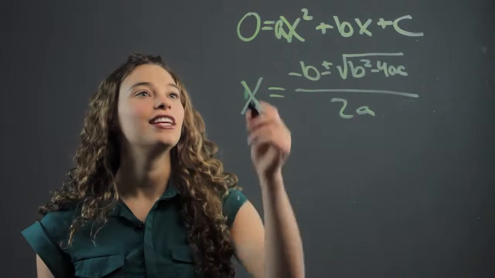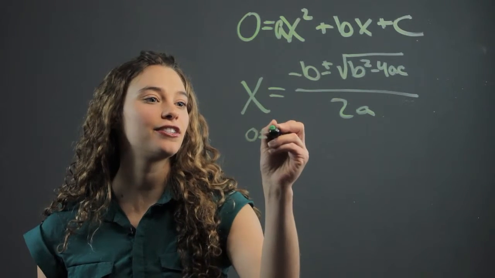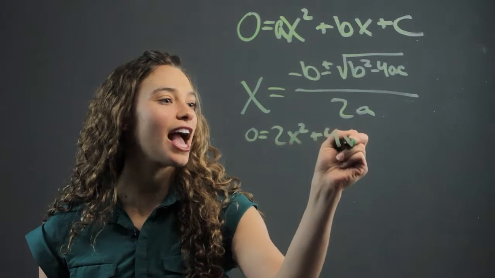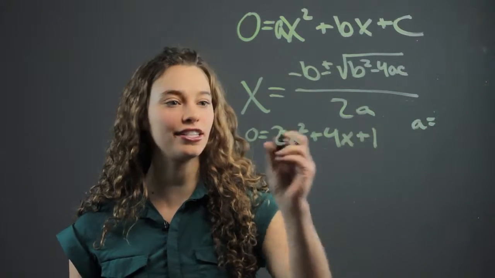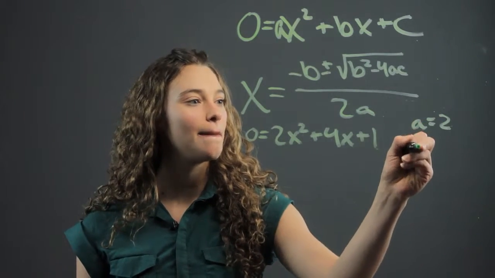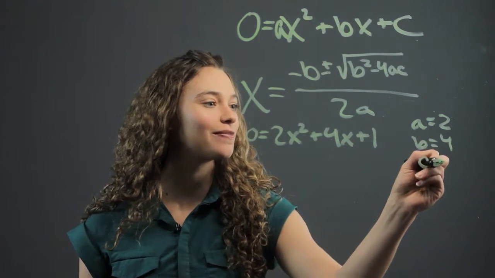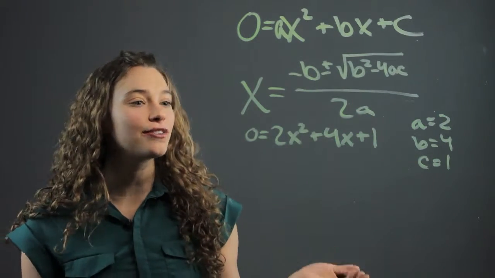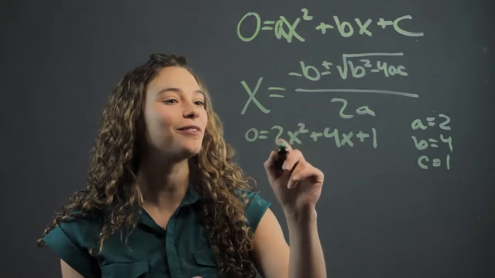So let's try it out. Let's say that we have 0 equals 2x squared plus 4x plus 1. In this case, we have a equaling 2, that's the first coefficient, b equals 4, the second coefficient, and c equals 1, the third variable at the end. So now let's plug this into the quadratic formula, and see how it turns out.